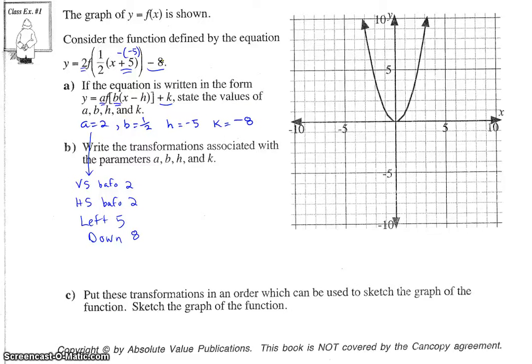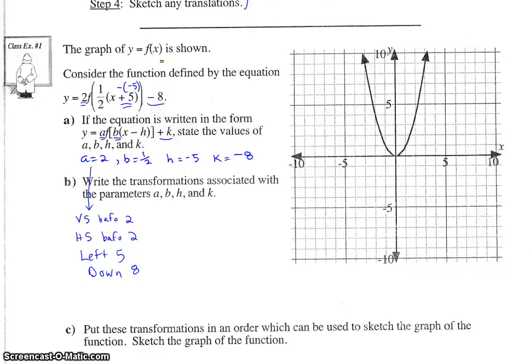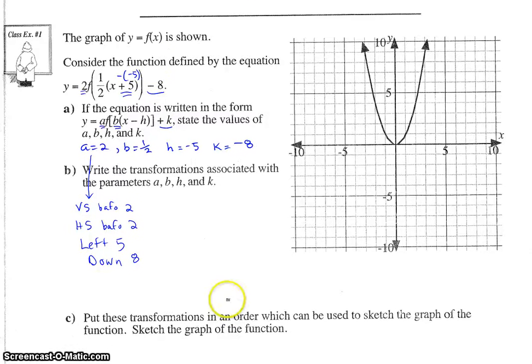Okay, so part C, put these transformations in order, which can be used to sketch the graph of a function, and then sketch the graph. So if you'll notice, the in order part they're talking about is sort. And I believe we've done that up here, so we're okay with that. We don't have to rearrange the order. But now we need to sketch it.